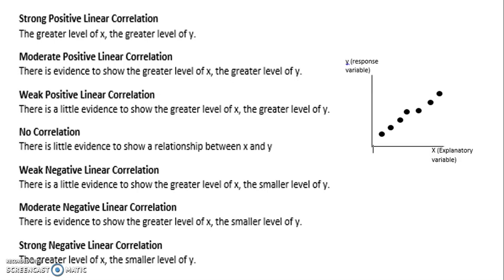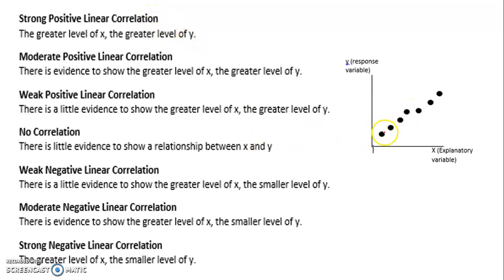So if we've got a scatter plot which looks like this, we can see there is pretty much a straight line going from here to here. It's close to a straight line, so we're looking at a strong positive linear correlation. Strong, closer to a straight line, positive goes up, which means as your explanatory variable increased, so did your response variable. It's linear because it's close to a straight line, and the word correlation or relationship or association just depends what the question is asking for.